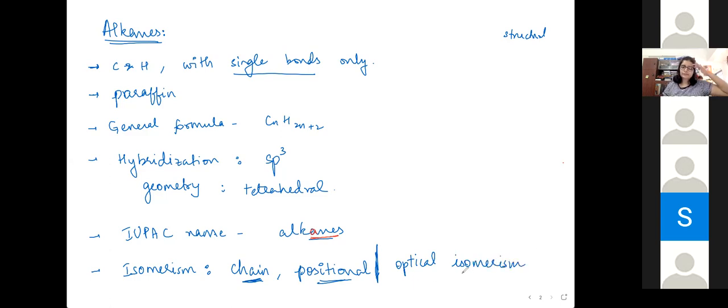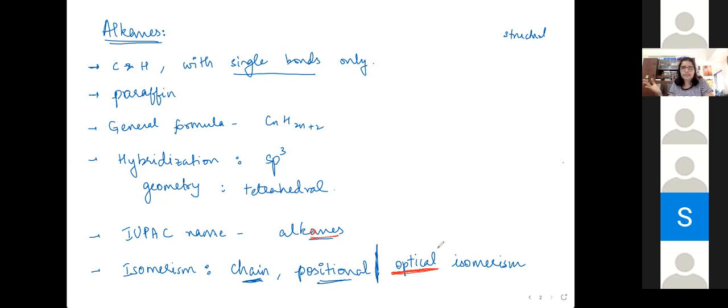Ma'am, when we were doing isomers, you actually stopped at geometric, so you didn't do optical. So could you explain what optical isomerism is? The reason why it's called optical isomerism is because it relates to how that compound behaves with light.